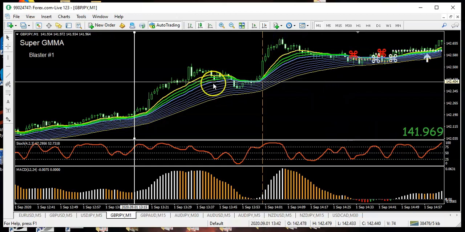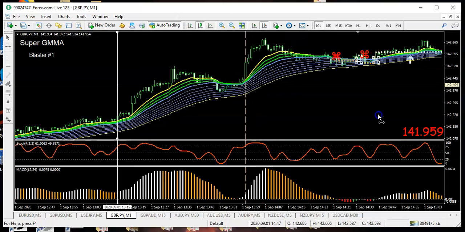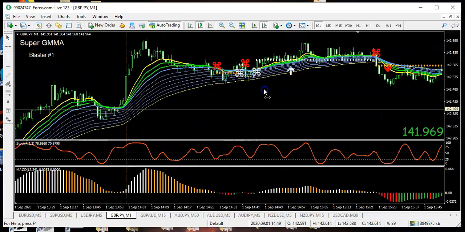So even if you get stopped out once in a while with a small risk, you're going to be able to re-enter and have a much more significant opportunity to keep your equity curve moving up and to the right.